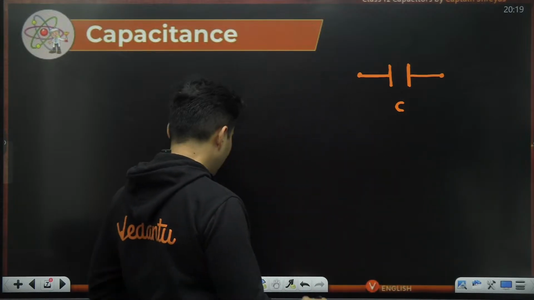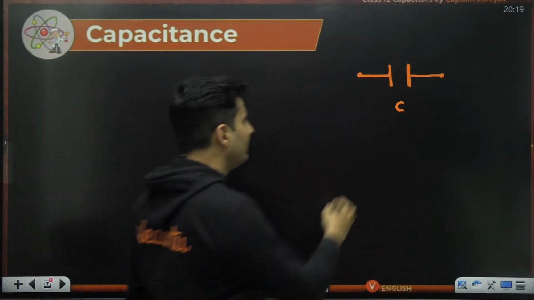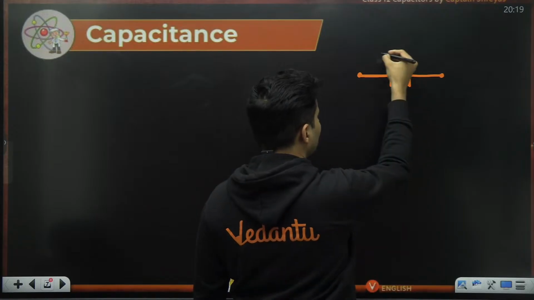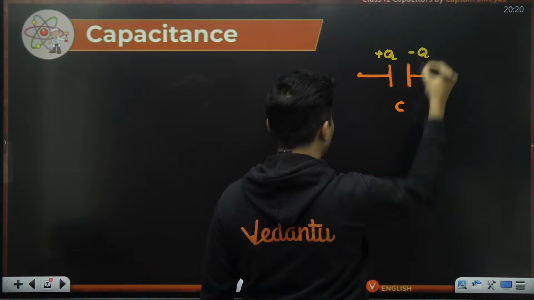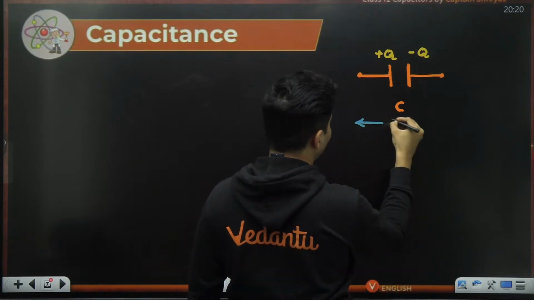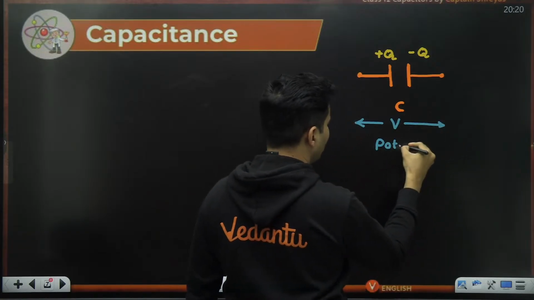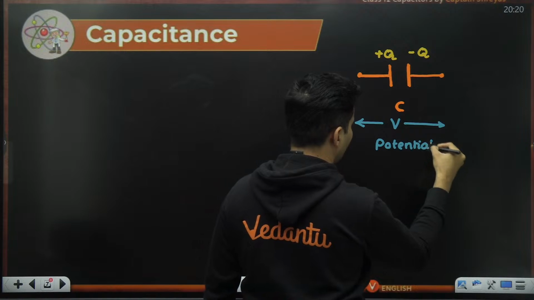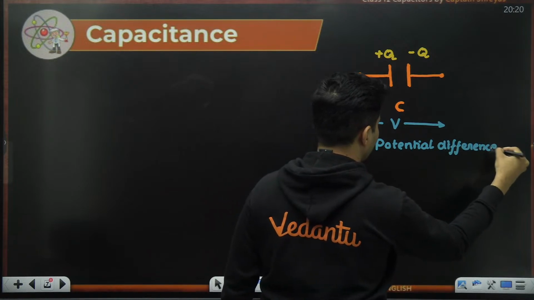Okay, so how do I define capacitance? Observe carefully. One side will have a positive charge, the other side will have a negative charge, and there will be some kind of a voltage difference across the plates. So this is the potential difference.